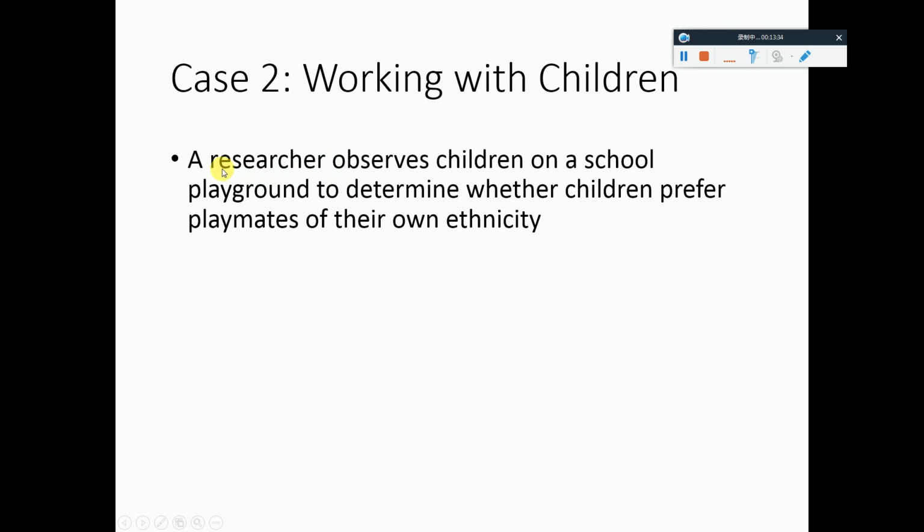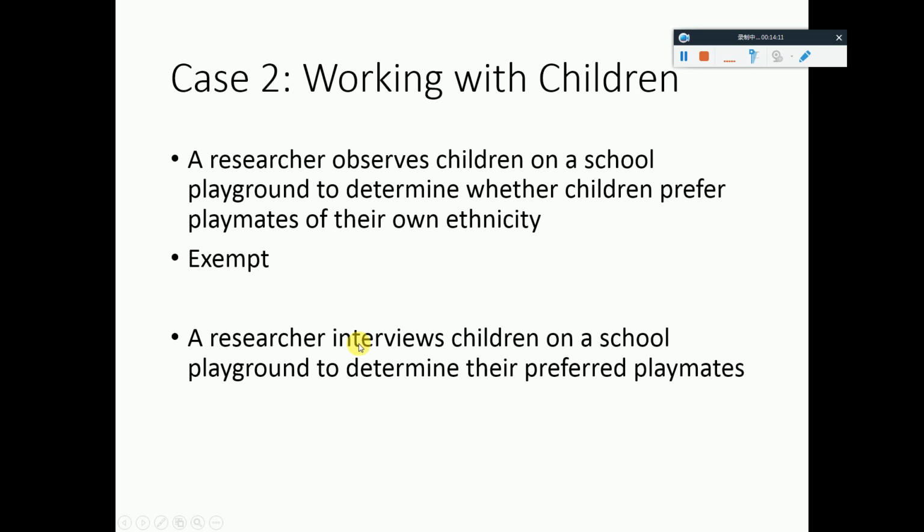So for example, if I tell you, as an exam, a researcher observes children on a school playground, so a public setting, to determine whether children prefer playmates of their own ethnicity, so in-group preferences. Would this research be exempt or not exempt? It's going to be exempt because in this case, first of all, the research will take place in a public, educational setting, and the researcher only observes but does not intervene, so exempt.